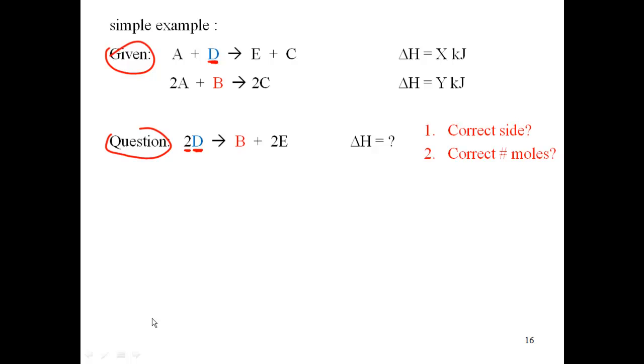So no. I'm going to have to multiply it by some factor to get it to be 2. Well, what would I multiply it by? I'll multiply it by 2. Then that way I get my 2D. So that means the first equation will become 2A plus 2D gives me 2E plus 2C. And since I multiplied everything by 2, I have to multiply my delta H by 2 as well.